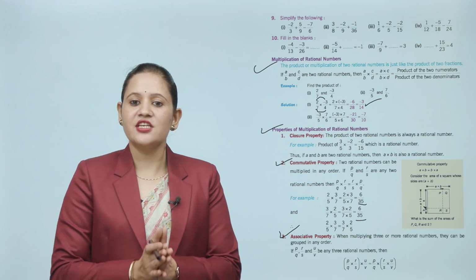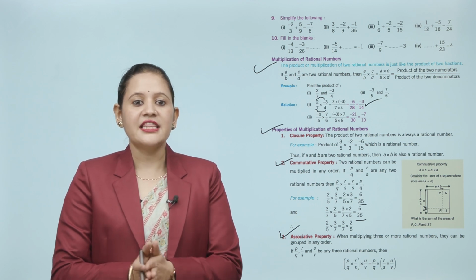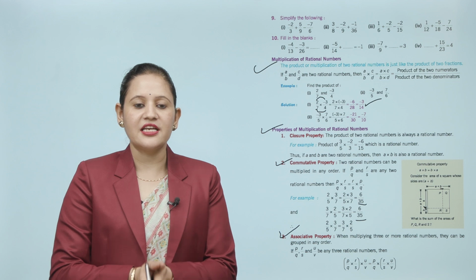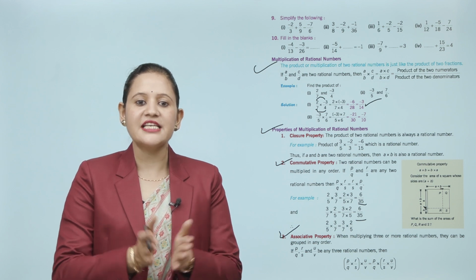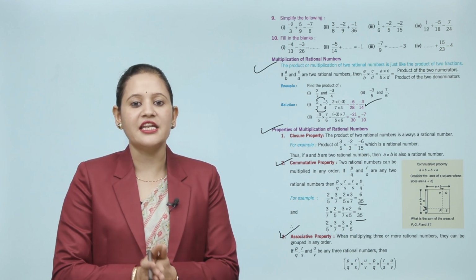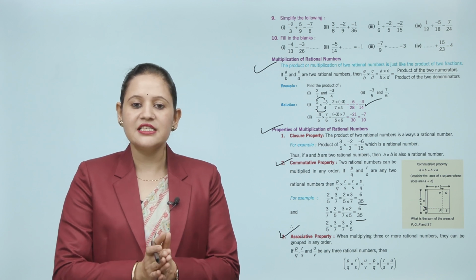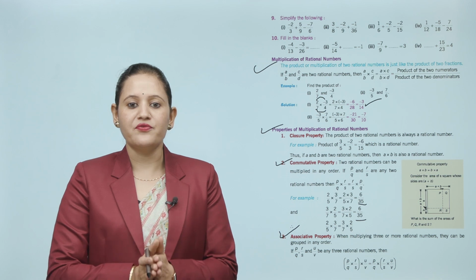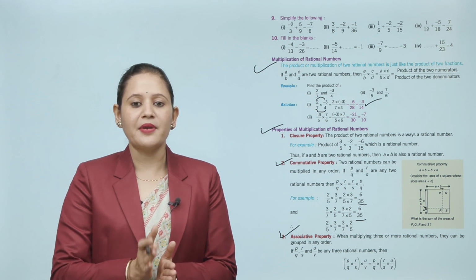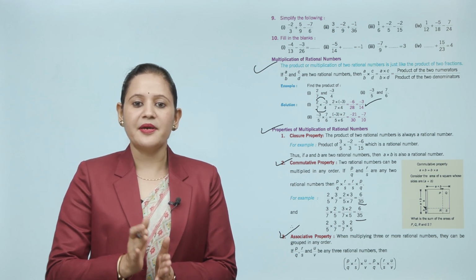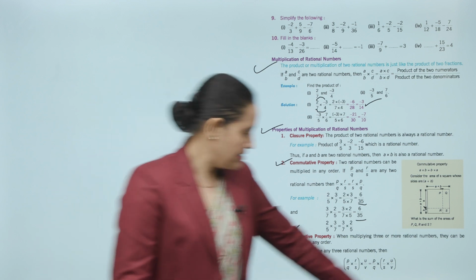When multiplying three or more rational numbers, they can be grouped in any order. If p upon q, r upon s and u upon v are any three rational numbers, then p upon q into r upon s multiplied by u upon v equals p upon q multiplied by r upon s multiplied by u upon v.